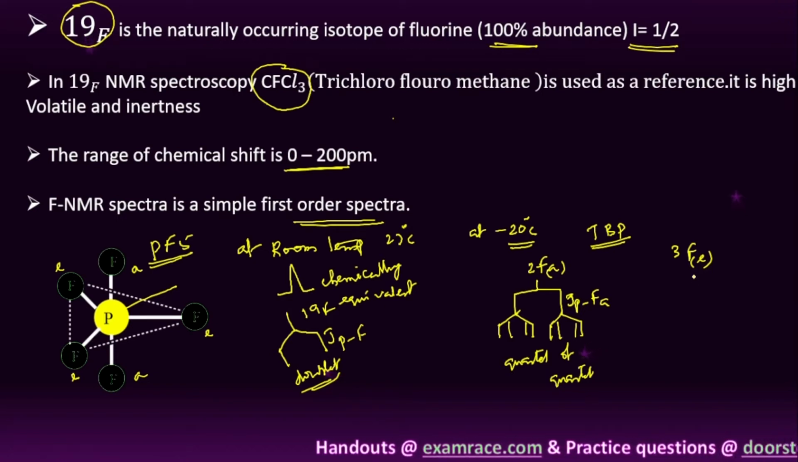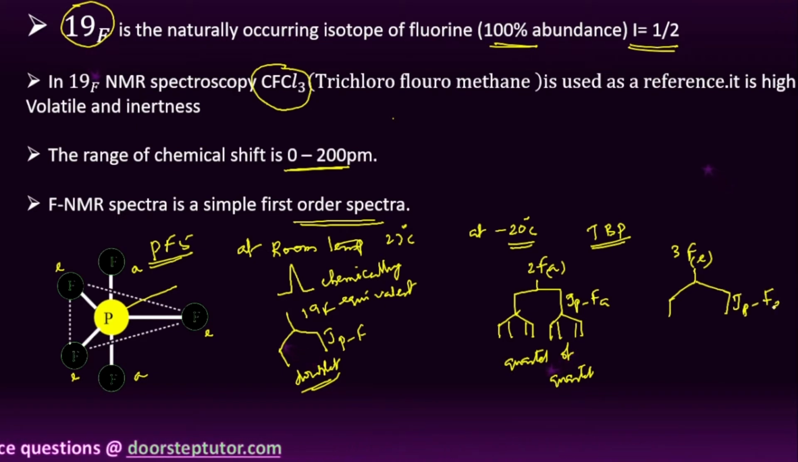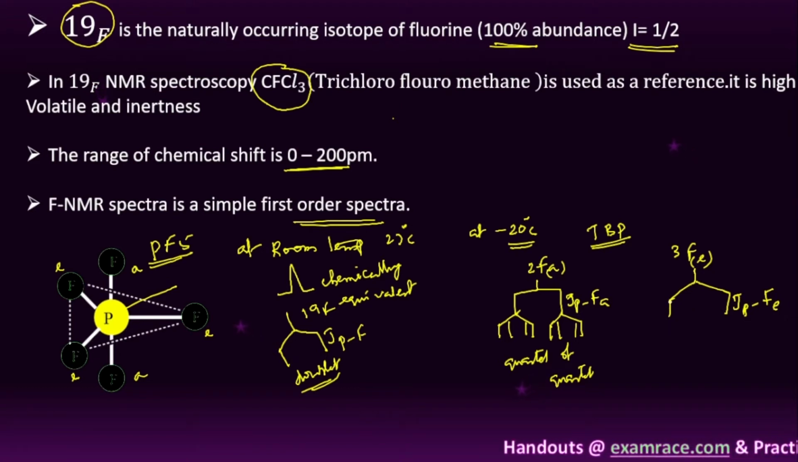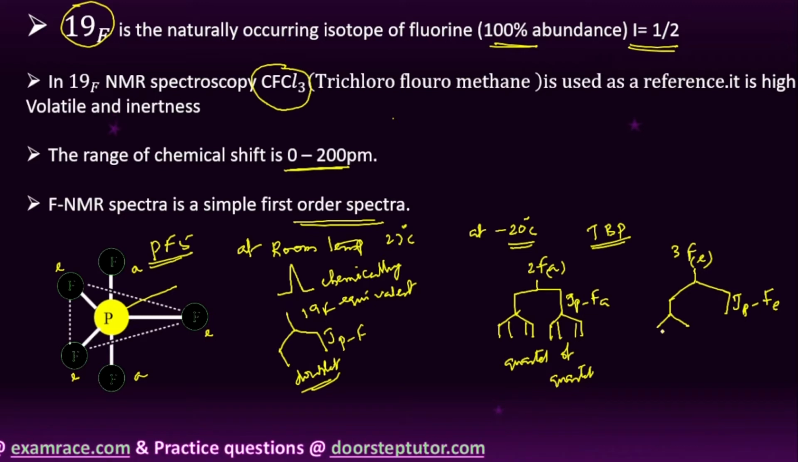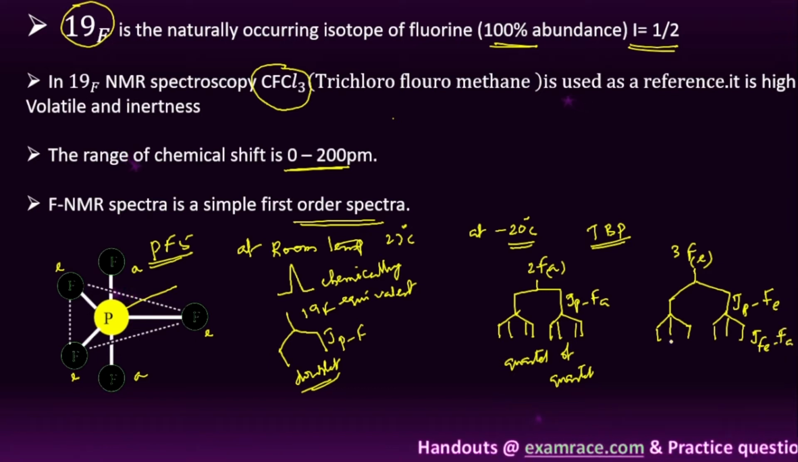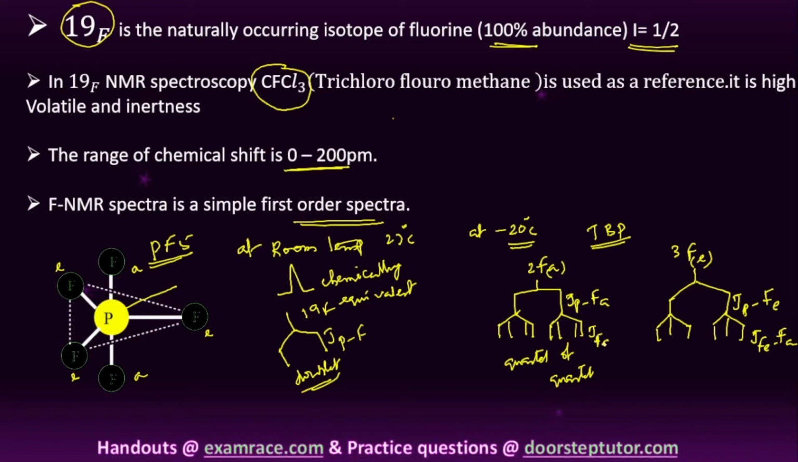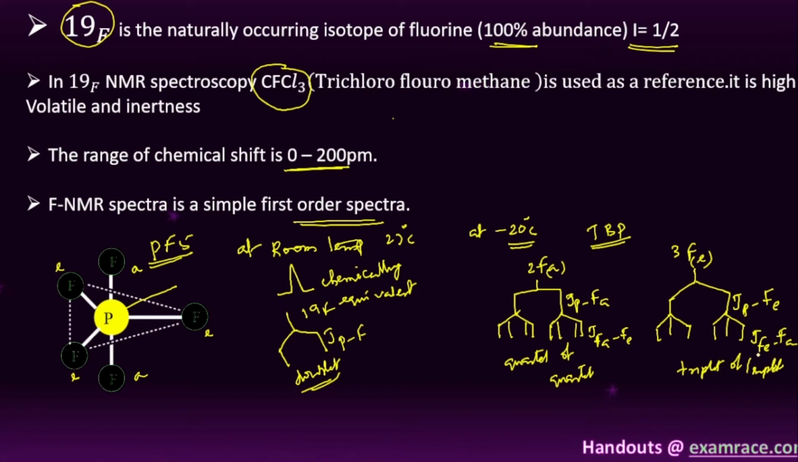Now the equatorial fluorine atoms are coupled with phosphorus and give a doublet. Each of these is coupled with the two axial fluorine atoms, so each further splits into a triplet. The equatorial fluorine atoms are coupled with axial, and the axial fluorines are coupled with equatorial. Therefore, it gives a doublet of triplets in F19 NMR spectroscopy. So this is about the F19 NMR spectroscopy of the PF5 molecule.